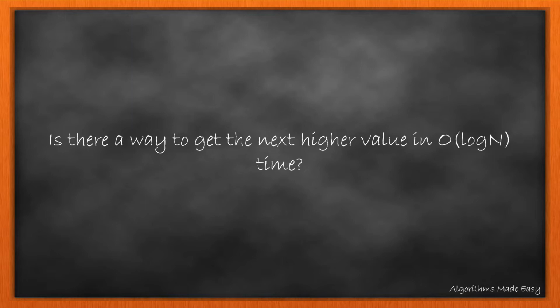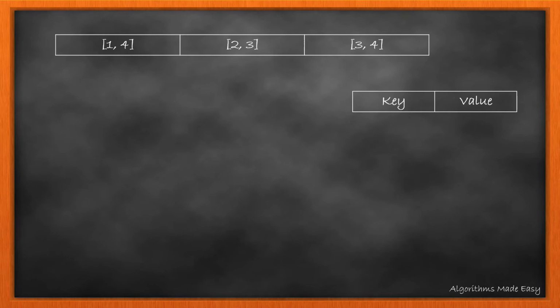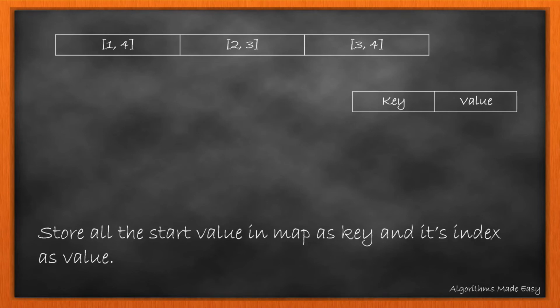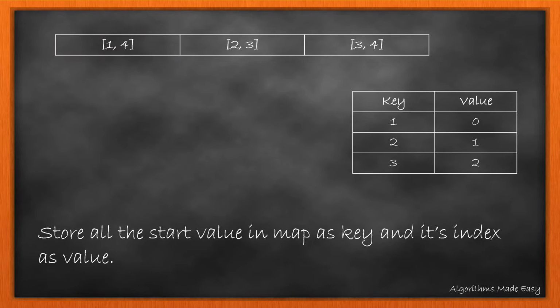The magic is the ceiling entry method. This method gives us the smallest number greater than the value provided. Let's see an example. As we know, we need a map, so we will initialize one. We now will store the start value of each interval in the map as key and the index as value. So for the first interval, we will store 1 as key and 0 as value. Similarly, we will store all the starts of the intervals.